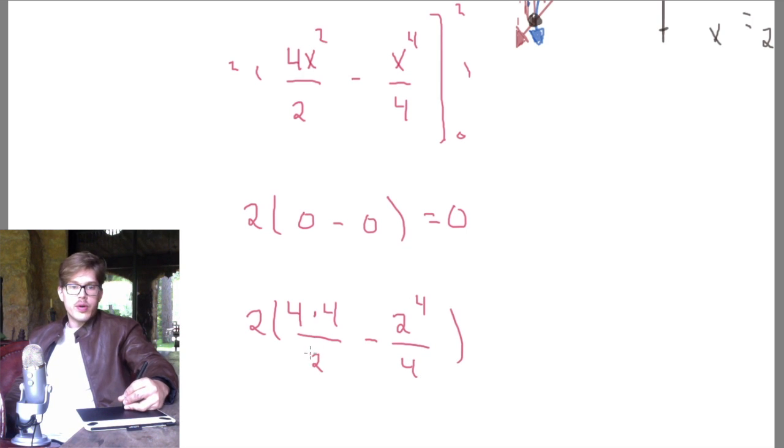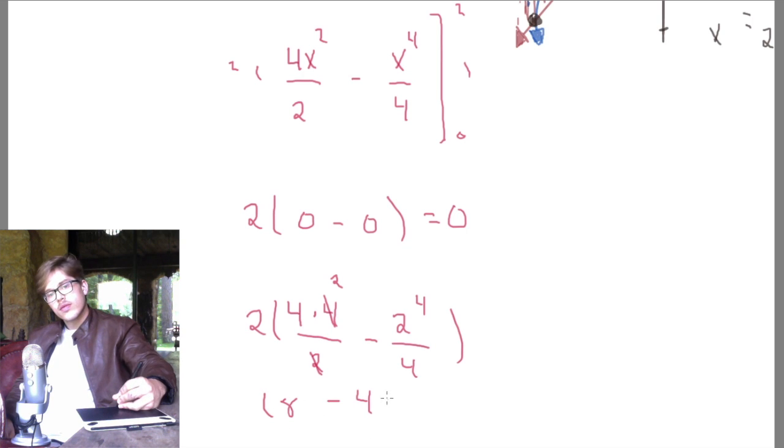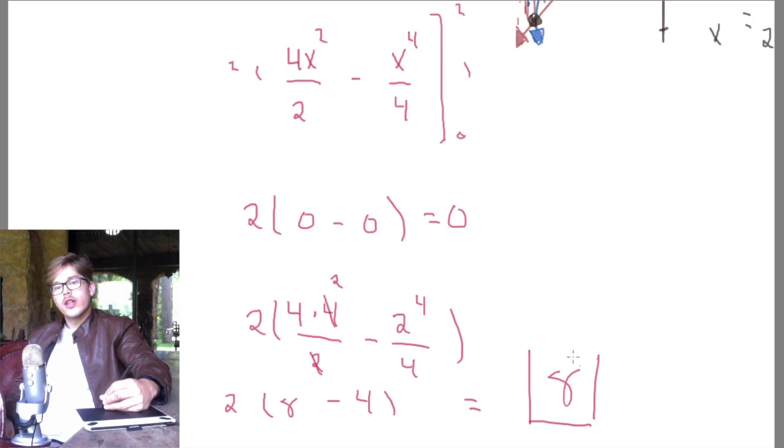What does this equal? Well, a 2 and a 4 can cancel a little bit. So 4 times 2 is 8. And then 8 minus 2 to the 4th, which is 2 times 2 times 2 times 2, which is 16, divided by 4 is 4. So 8 minus 4, all times 2, which is 8. So the area between the curves is 8. Excellent work.